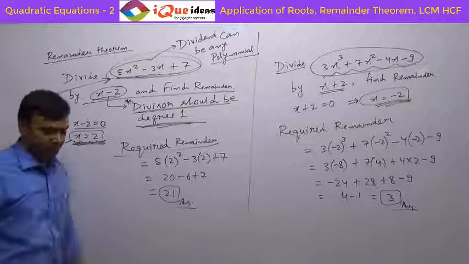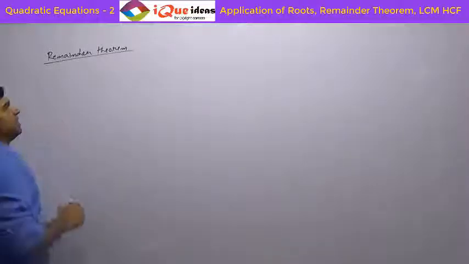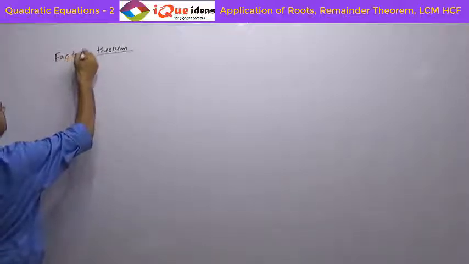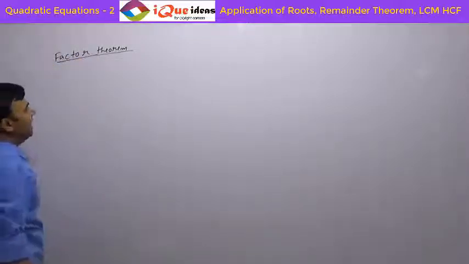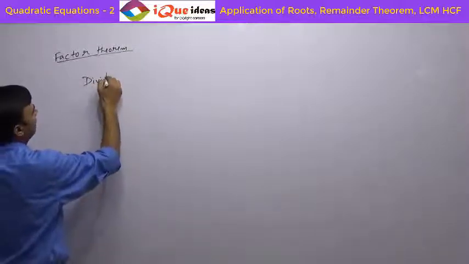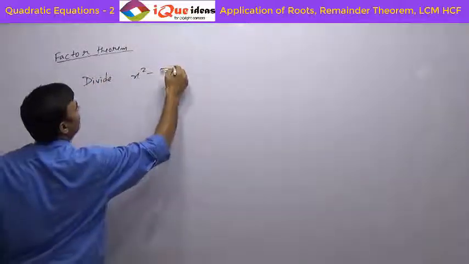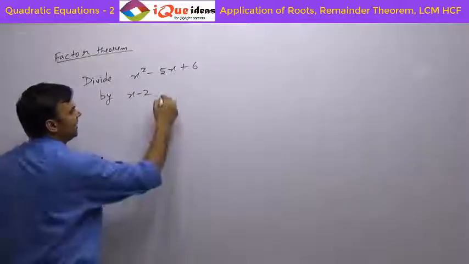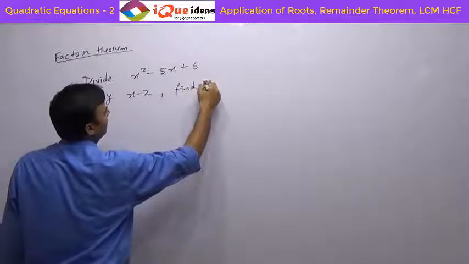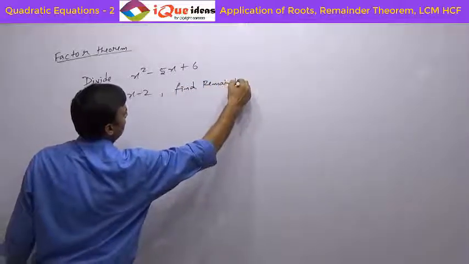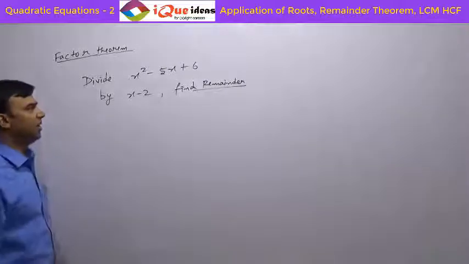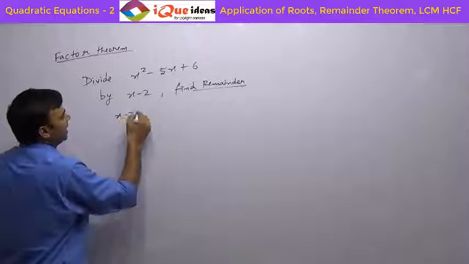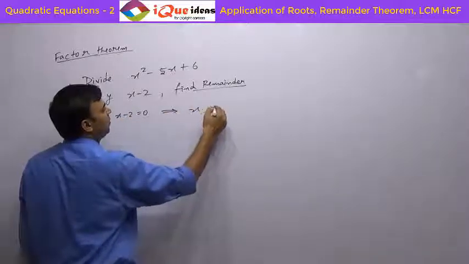Let's take a couple more questions. Now that we have done the remainder theorem, from here only we can get the factor theorem. Let's see how. If I take an expression, divide x square minus 5x plus 6 by x minus 2, find the remainder. I'm taking a very simple example. I'm sure a lot of you are already aware of it. To find the remainder, we need to take x minus 2 equal to 0. That gives us x equal to 2.